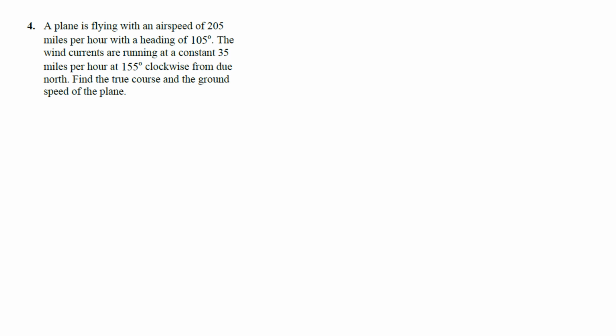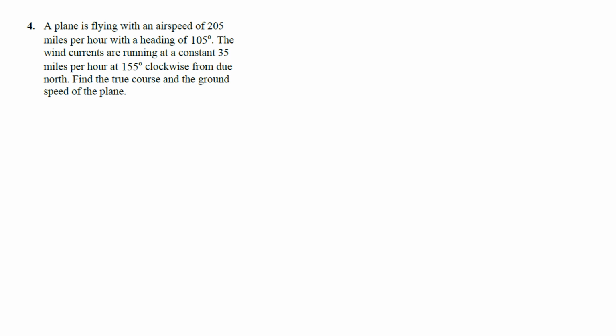All right, problem number 4. A plane is flying with an airspeed of 205 miles per hour with a heading of 105 degrees. The wind currents are running at a constant 35 miles per hour at 155 degrees clockwise from due north. Find the true course and the ground speed of the plane. All right. Well, to help us out visually with this problem, let's draw an image.